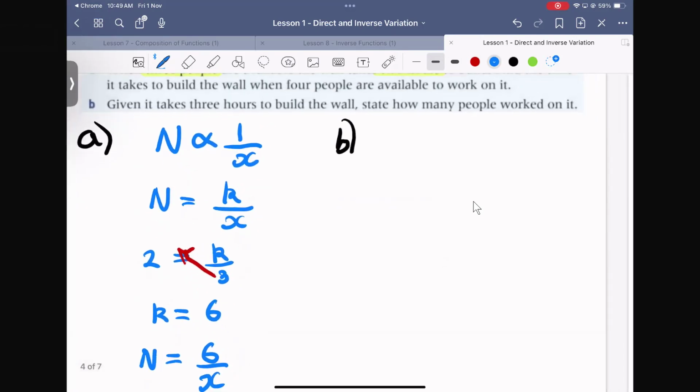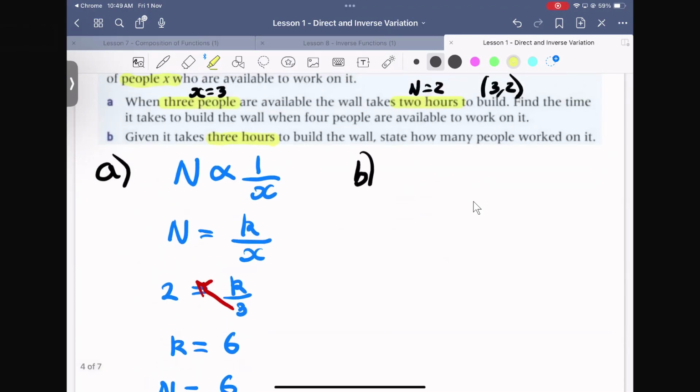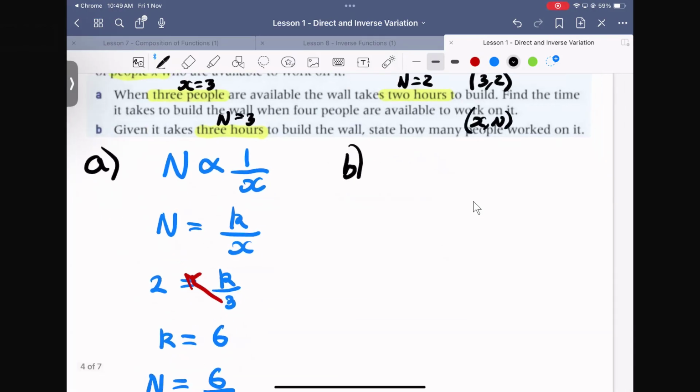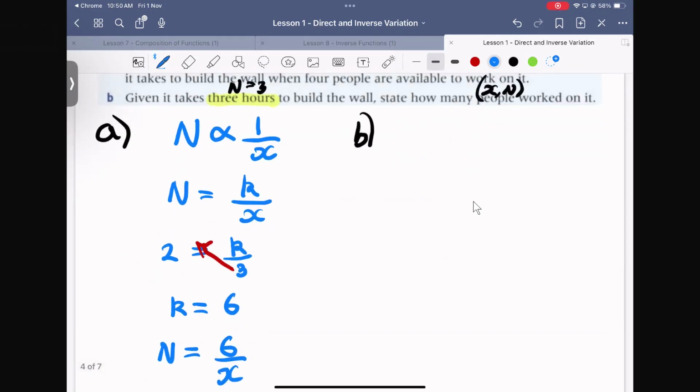Okay, so for question B, it takes 3 hours. So we've got a number here, 3 hours. Is this an N or an X? So this is an N. So we've got N equals 3. So in this case, we've got the coordinate X, N, and we have to find X. So let's put that into our model. Our model is N equals 6 over X and N equals 3. So 3 is equal to 6 over X.